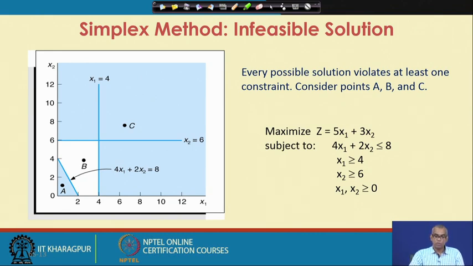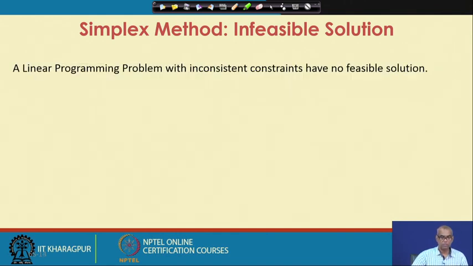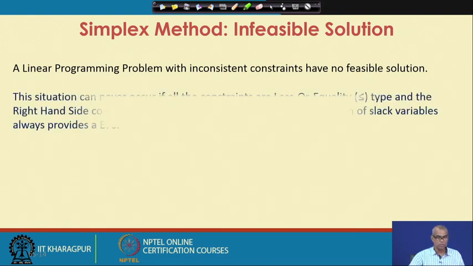Next, let us talk about an infeasible solution. Every possible solution violates at least one constraint. Consider points A, B and C. Every possible solution violates at least one constraint. So, what you see is an example of an infeasible LPP, infeasible linear programming problem. It does not have any solution. A linear programming problem with inconsistent constraints has no feasible solution.